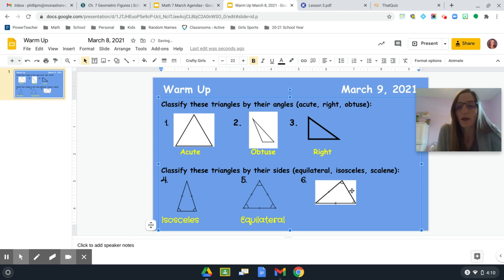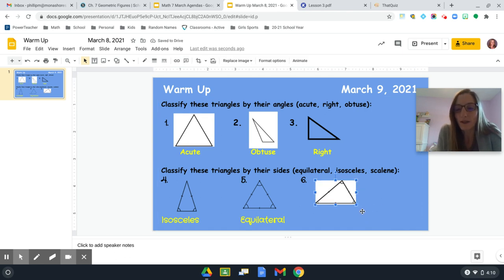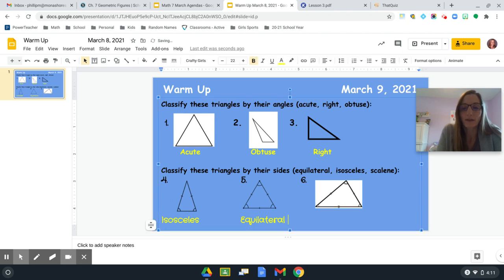And then number 6. Looking at that triangle, let me make this a little bit bigger first before I type. There's a single tick mark on the right. There are 2 tick marks on this longer side here. And then there are 3 tick marks at the very bottom on the base of that triangle. What that means is all 3 of these sides are different lengths, so they're not equal. When that happens, that is considered scalene.